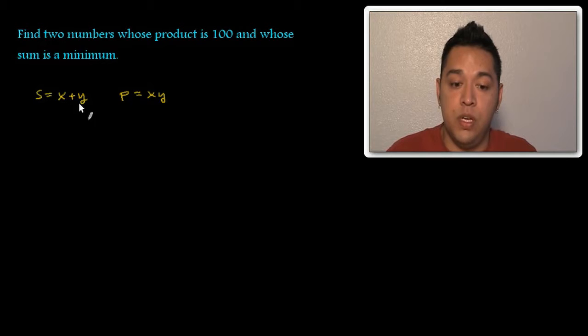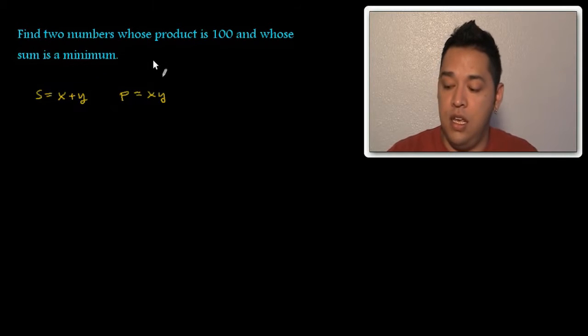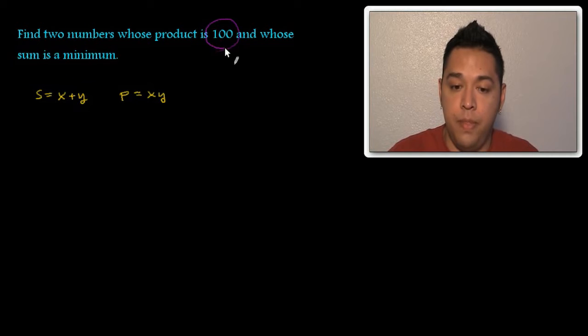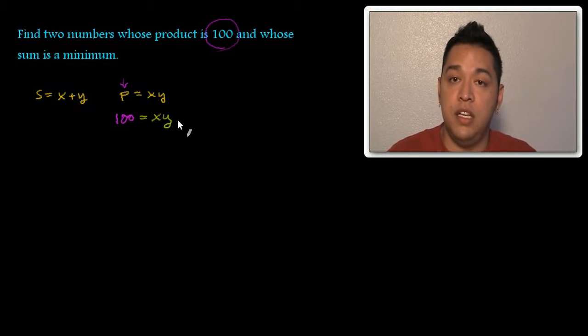So the first thing we do is we come up with our two formulas. In this case, we're dealing with sum and with product. So we're gonna use those two formulas, and the 100 goes where? Well, the 100 is the product, so the 100 goes in this spot right here. So I would have 100 is equal to x times y.